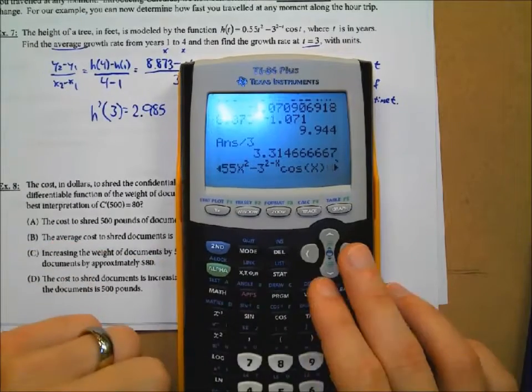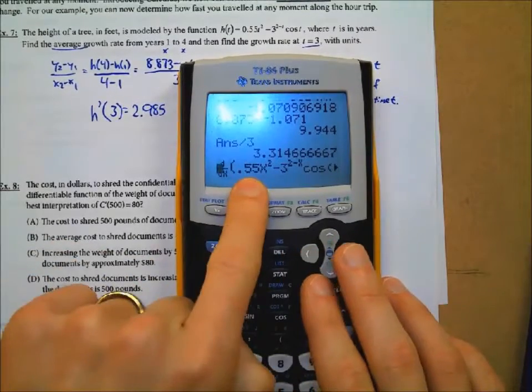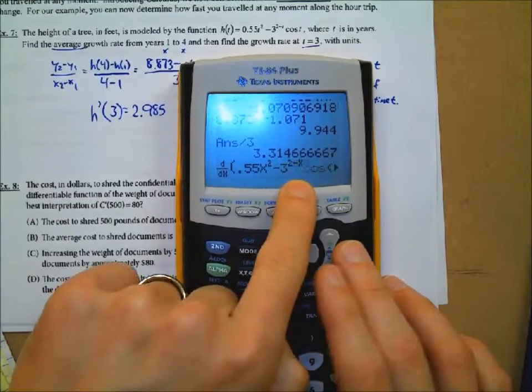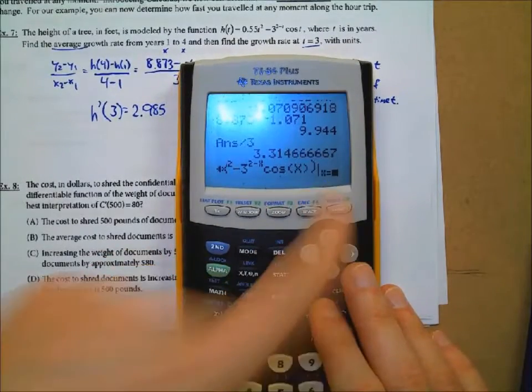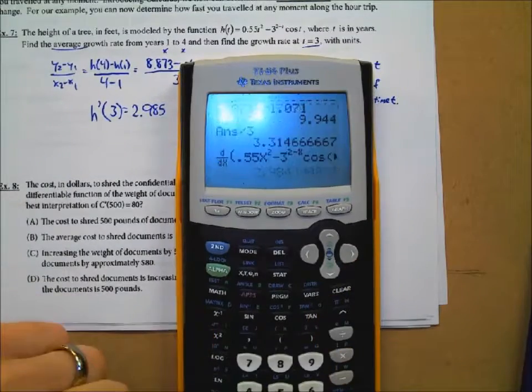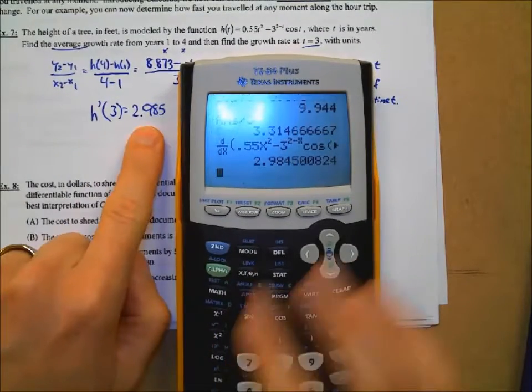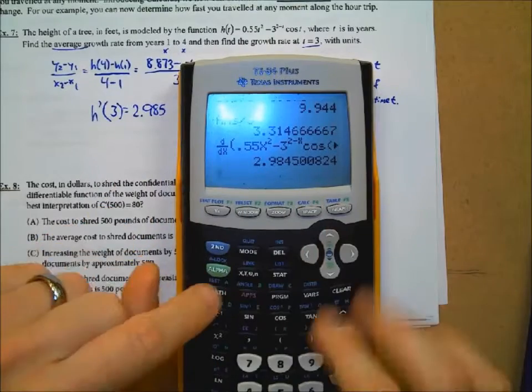Okay. So 0.55 x squared, put the function in. And then at the very end, you'll see evaluate it. There's our vertical bar there, at x equals, for us, it was 3. And I get the same answer, 2.985, if you have the uglier version.